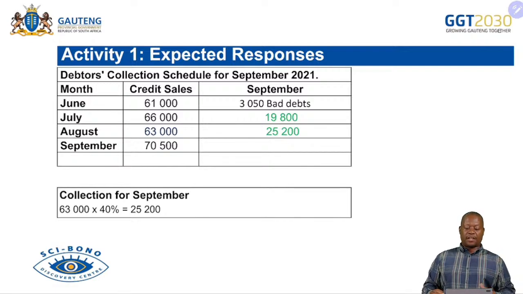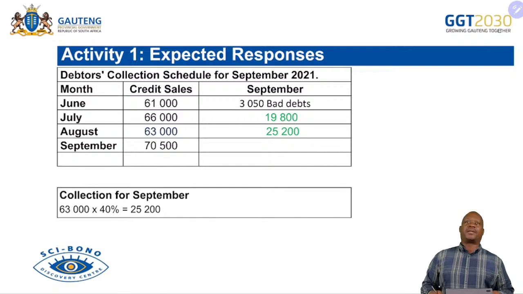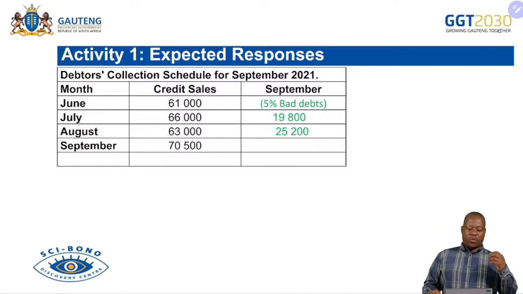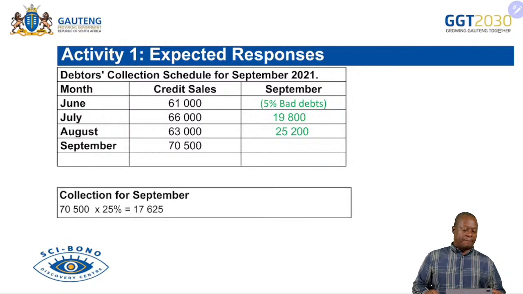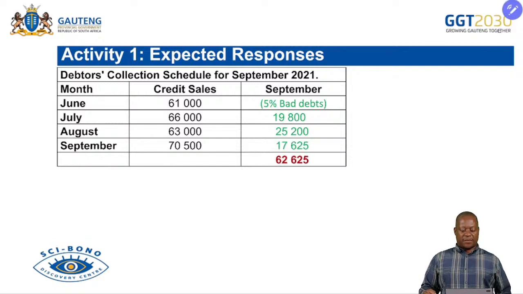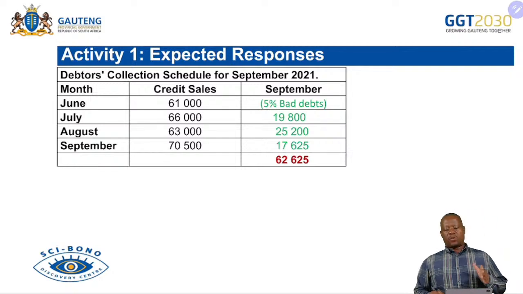We are now collecting 40%. So 40% of 63,000, we get 25,200. Straightforward. And then we move on to the last month. We are in September, where we are collecting the 25% in the same month. Remember what it says. A quarter in the same month, 25%. So the calculation will appear as 25% of 70,500, and we get 17,625. Check. What do we do now?